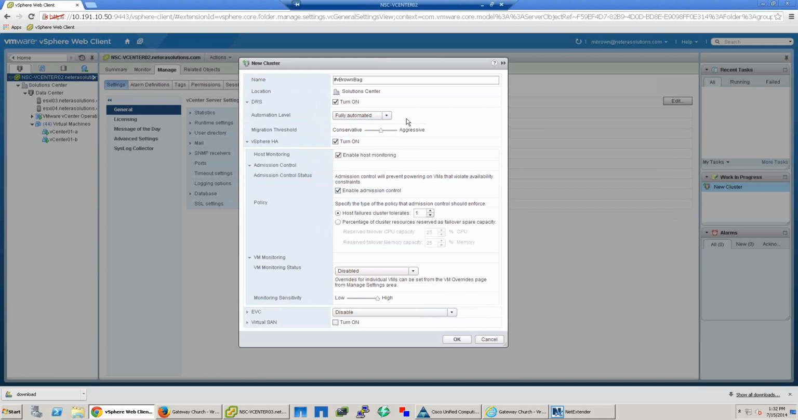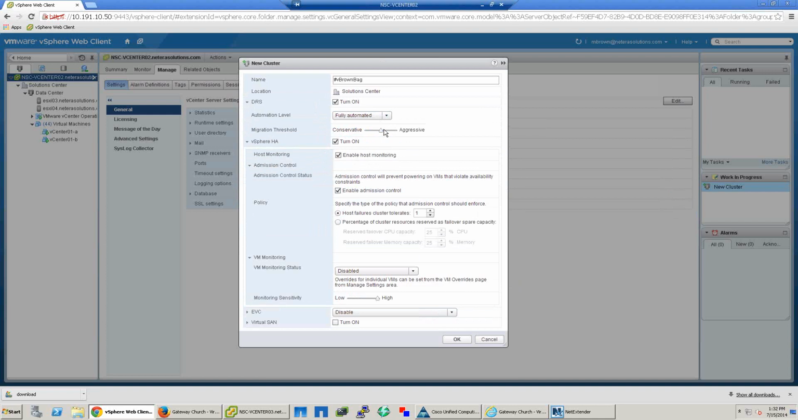Partially automated also hits on placement of VMs, initial placement during power on. We can choose a migration threshold. This also is something we'll get into in the next slide or two.